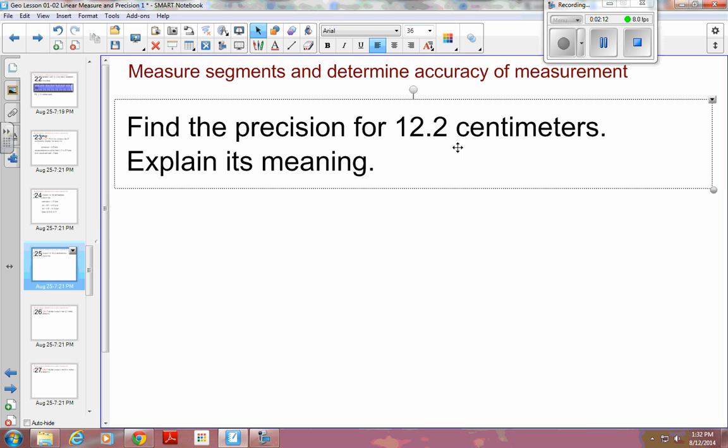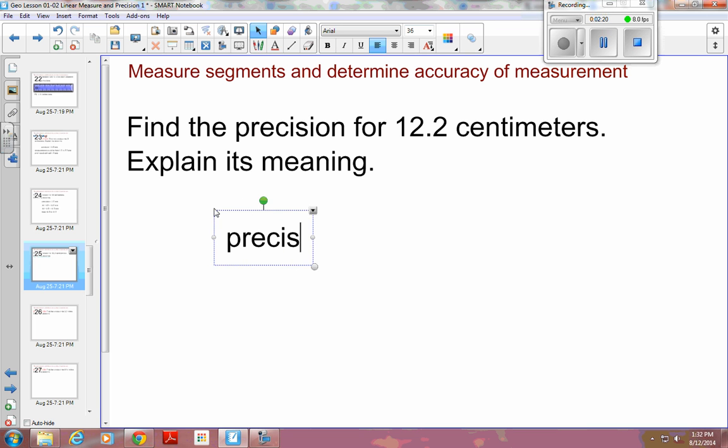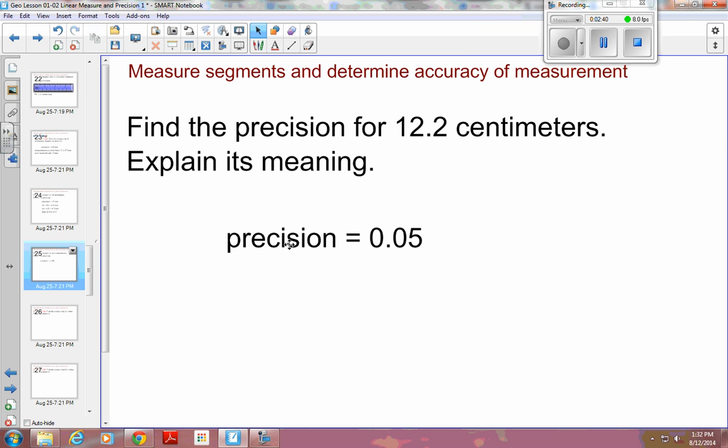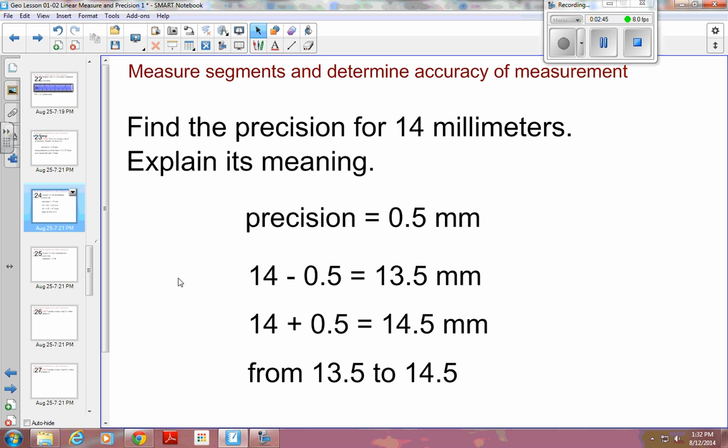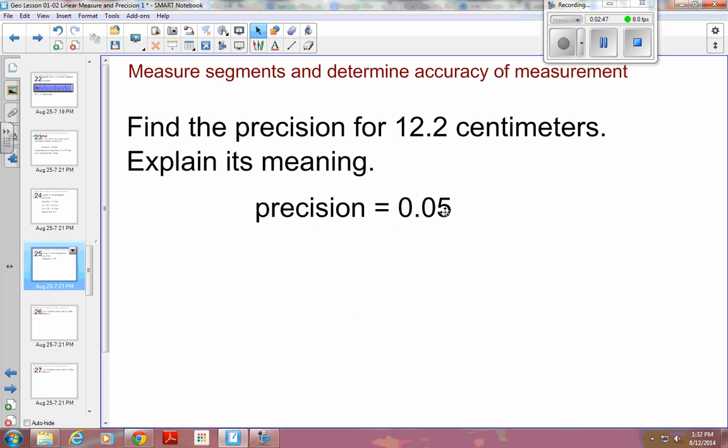Okay, a little harder. Now I'm measuring in centimeters, so I am to the closest 0.1 centimeters. So my precision would be equal to half of that, and half of a 0.1 would be a 0.05. Half of a tenth would be 5/100. Okay, so there's my precision. And it's very similar to this. I mean, half of a whole is 0.5, half of a tenth is 0.05.